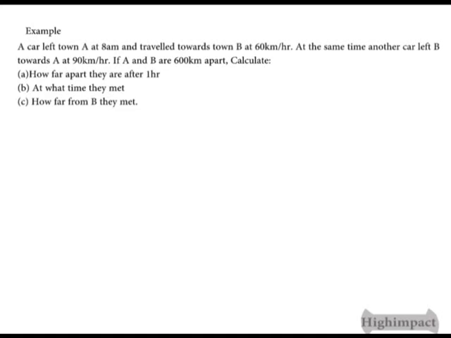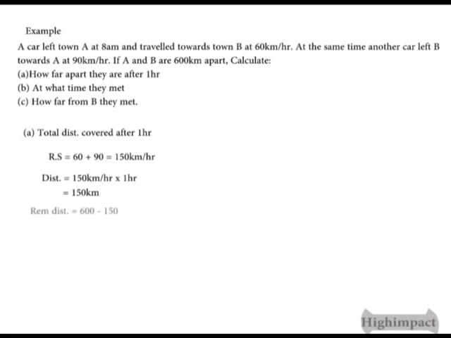A, how far apart are they after 1 hour? We find how much distance they have traveled in 1 hour. Relative speed is the sum of the two speeds. 60 plus 90 is 150. Distance is equal to speed times time. 150 times 1 hour gives us 150 kilometers. So the distance remaining is 600 minus 150, which is 450 kilometers.